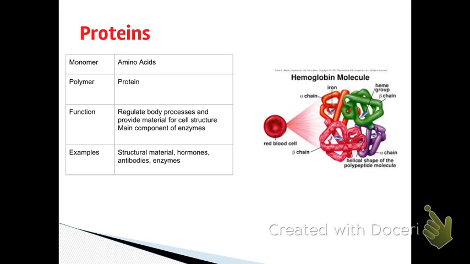What are some examples within our body? Structural material, proteins like muscle. Hormones, like testosterone, estrogen, and different types of hormones. Antibodies, which are used to fight off infection. And enzymes, which are used for a lot of things, and we'll talk about enzymes more later.